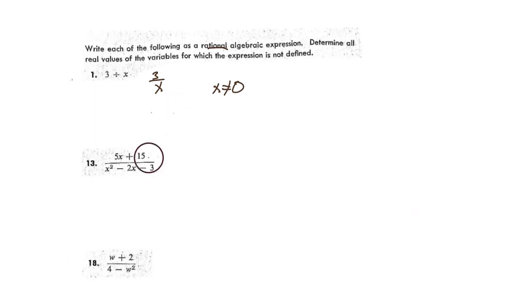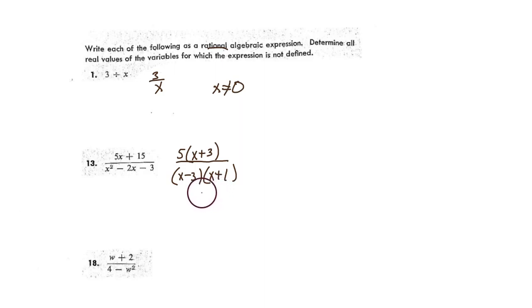Number 13. This is already in a numerator and denominator arrangement, but we need to reduce this. So in the top, let's factor 5 times x plus 3. In the bottom, factor using FOIL. X minus 3 times x plus 1. Nothing in the top reduces or cancels with anything in the bottom. But by factoring it, it will help us get the restricted values.